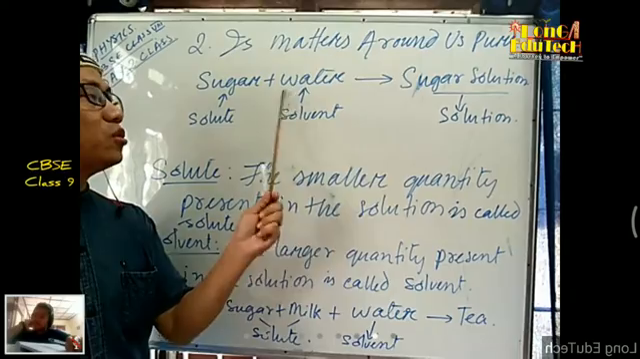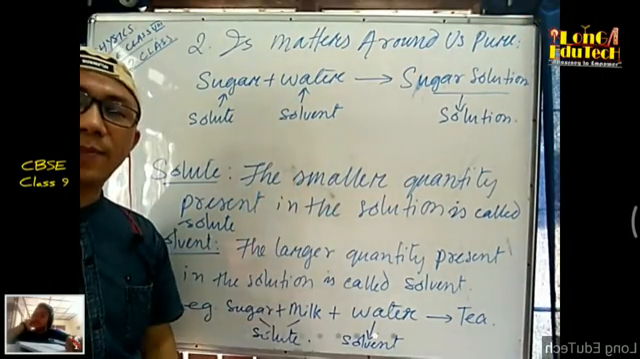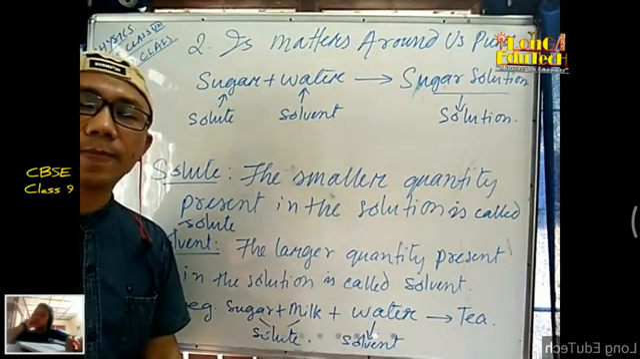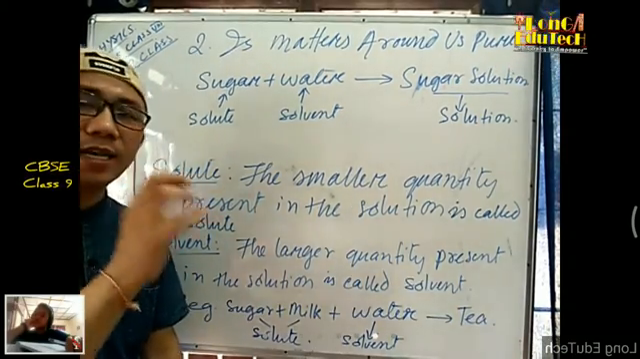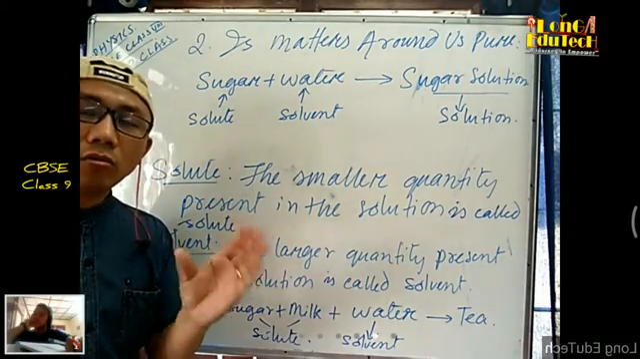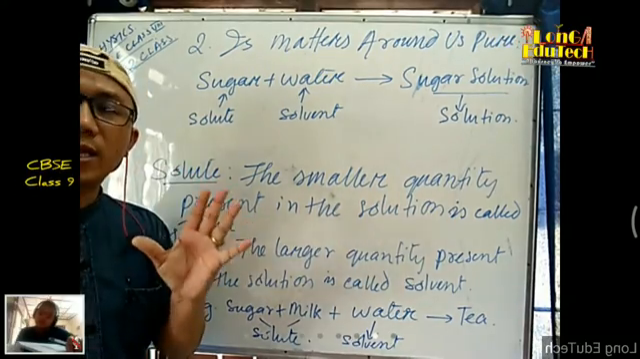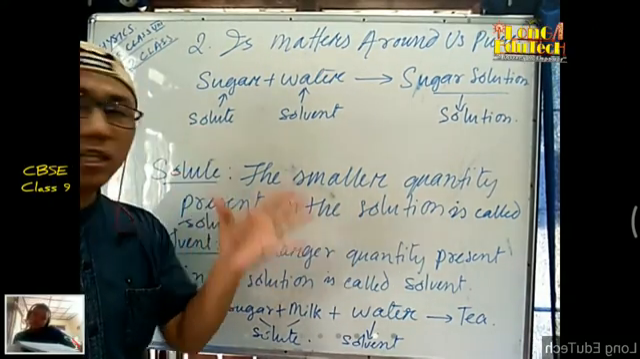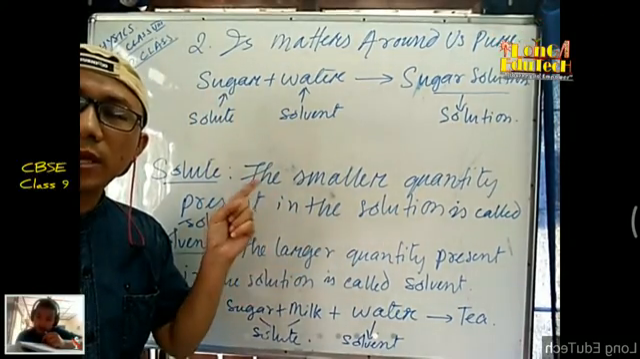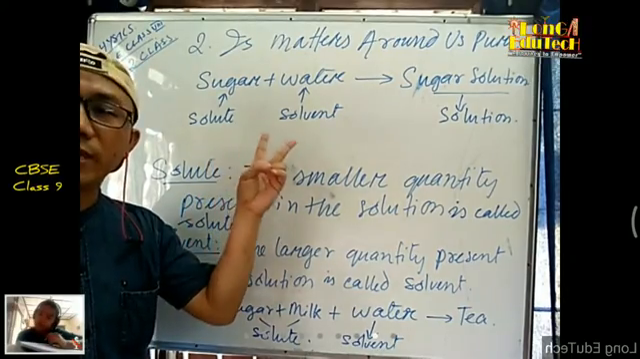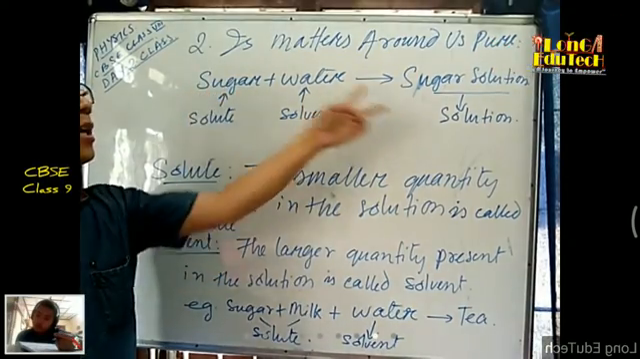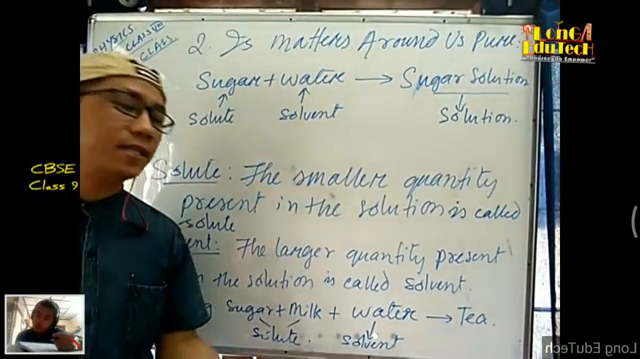Suppose while drinking tea, how sweet it is depends, right? If you put more sugar, it will be sweeter. And if we put a less amount of sugar, then it will be less sweet, isn't it? So how sweet your tea is depends on the amount of sugar. According to that, we will call it concentration: how much is the concentration of sugar in the solution? That will come afterwards.